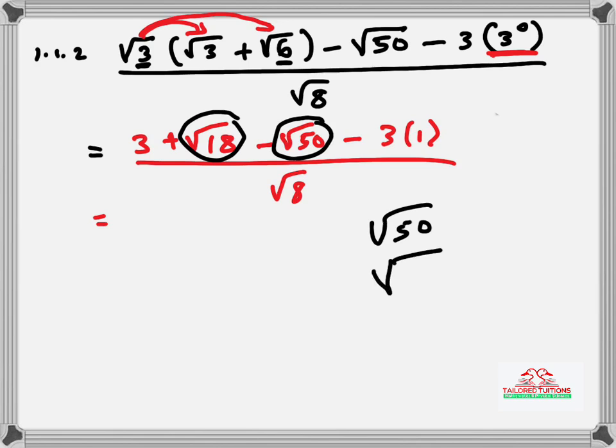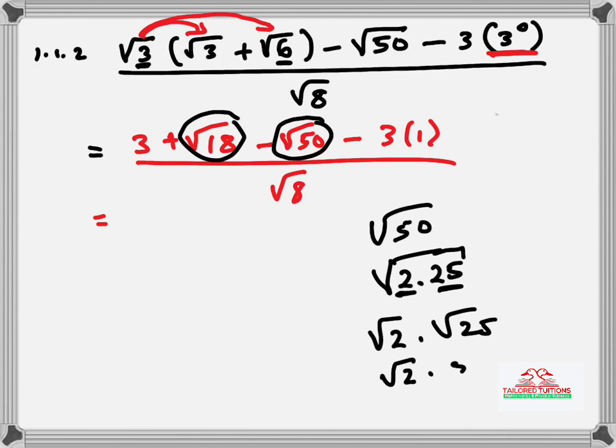Square root of 50 is the same as what? 2 times 25. 2 is a prime number and 25 is a perfect square. So at the end of the day, this is the same as square root of 2 times square root of 25. So square root of 2, that is a surd. And what is the square root of 25? It is 5. This can also be written as 5 square root of 2. So that is your square root of 50.